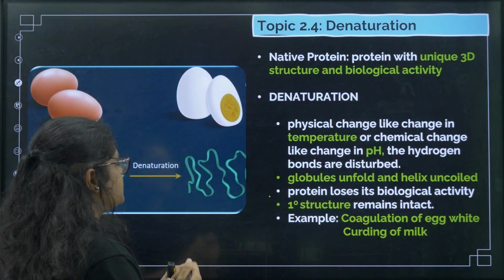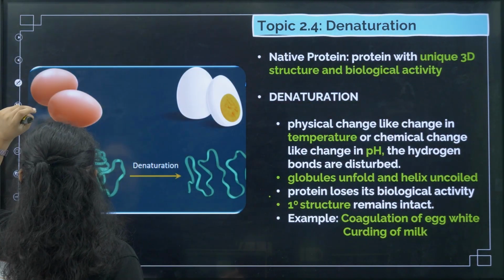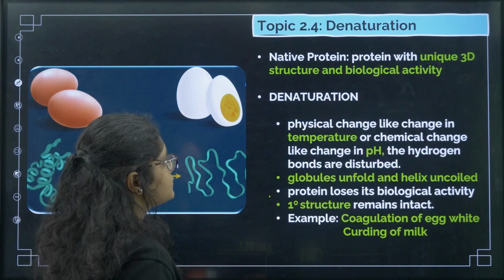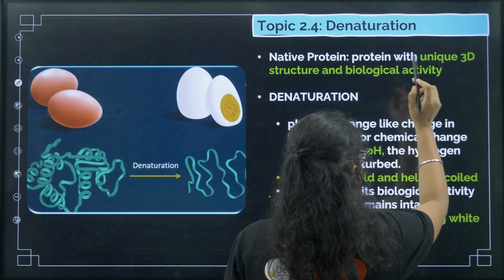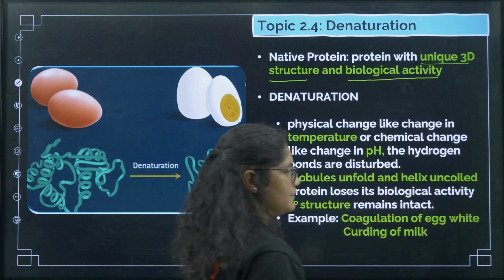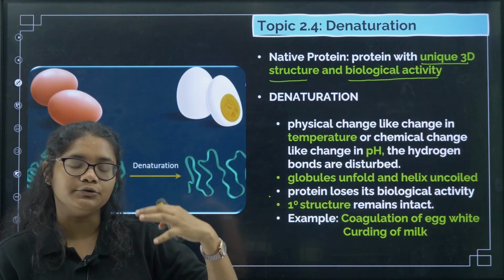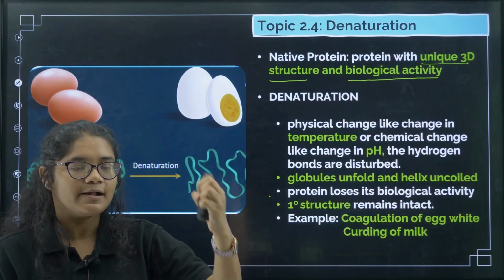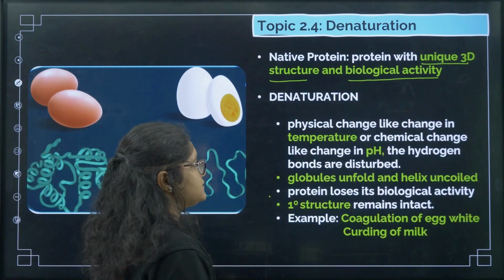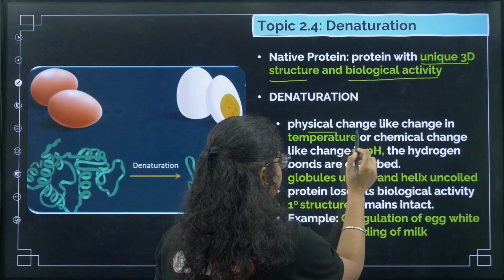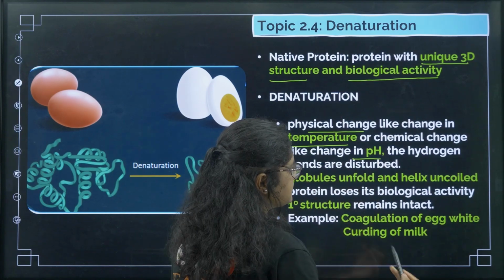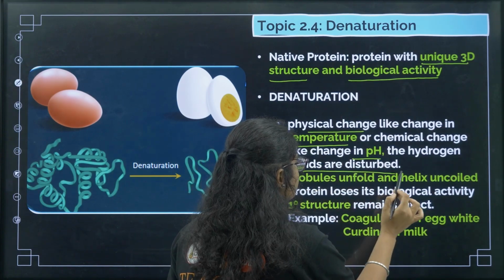Next, coming to denaturation of protein. To understand denaturation of protein, first we need to understand what is a native protein. When the protein has a unique 3D structure and biological activity, every protein has a unique function and structure, then that protein is called a native protein. Now what happens? Whenever there is some physical change like a change in temperature or a chemical change like a change in pH, the hydrogen bonds are disturbed.